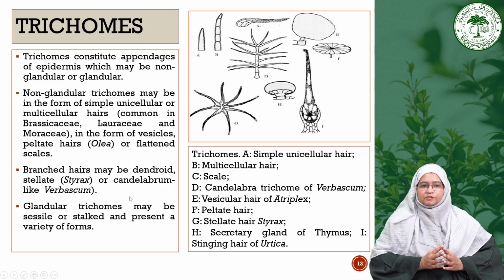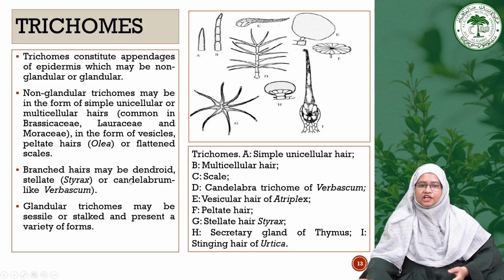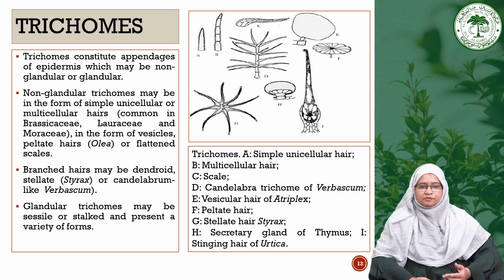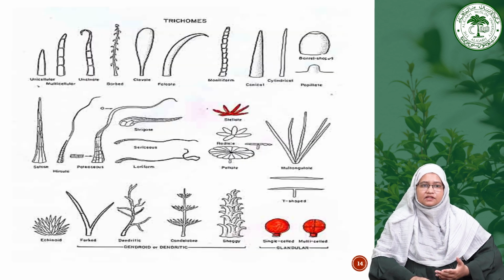So these hairs may be unicellular or multicellular, branched, glandular or non-glandular. Plant branched hairs may be dendritic and stellate, as we saw in the case of Styrax, as you can see in this particular image. Then glandular trichomes may be sessile or stalked and present a variety of forms. As we can see, they may have different types of variety. There are some special types of trichome present in some genera, which may work as an identification tool in these particular genera.